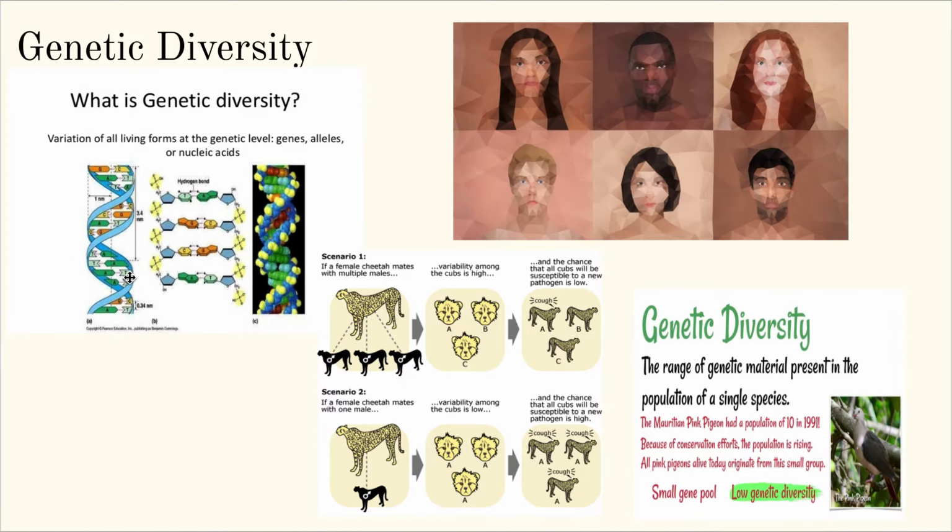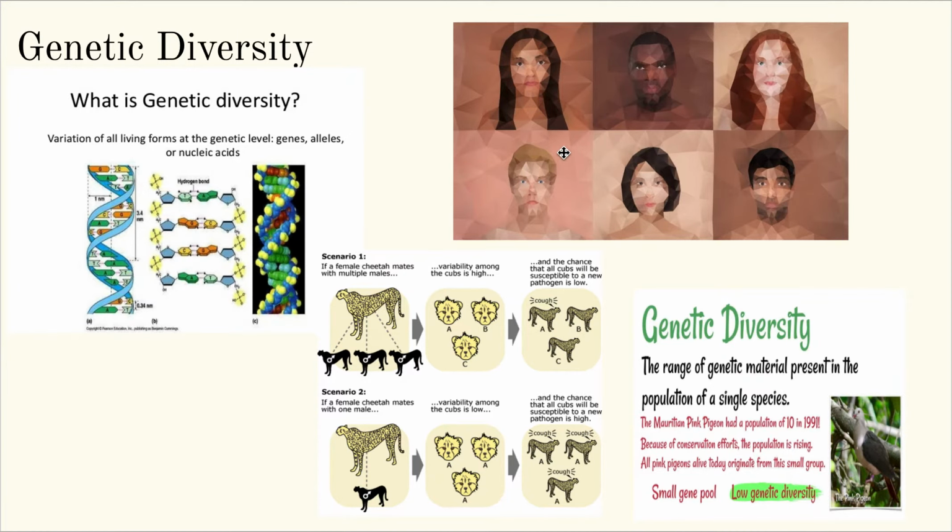So, a little bit further in-depth look at genetic diversity, the first type of diversity we talked about. So what is genetic diversity? It's a variation of all living forms at the genetic level. In the previous example, we had the fish with the different stripes. Even though they're the same species, genetically they are slightly different.